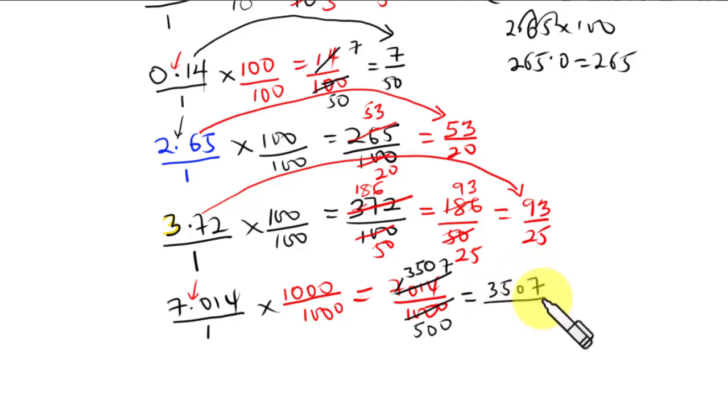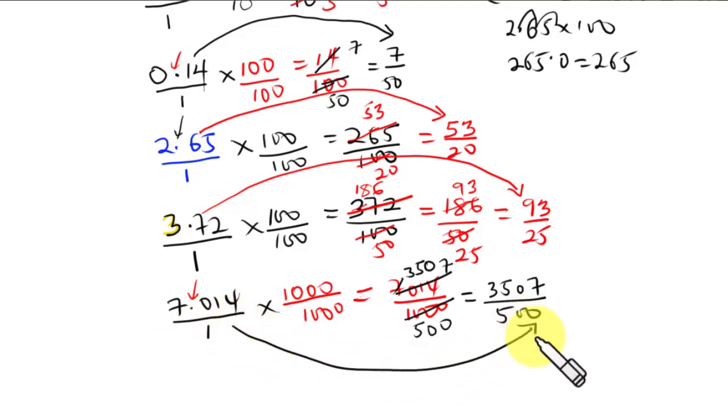3507 out of 500. So there is an odd number and there is an even number, and if you look at the two numbers, there is no way you're going to find a common factor here to divide the number further. So 7.014 converted to a fraction, that is what you are going to get. So that is how you convert a decimal number to a fraction.